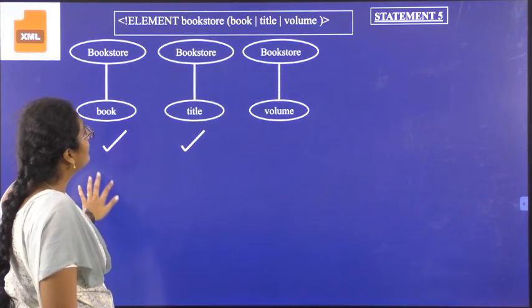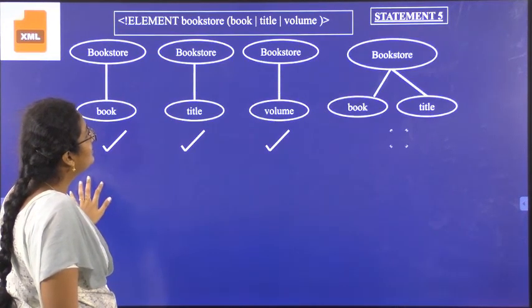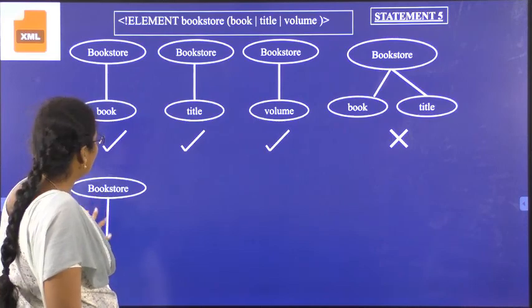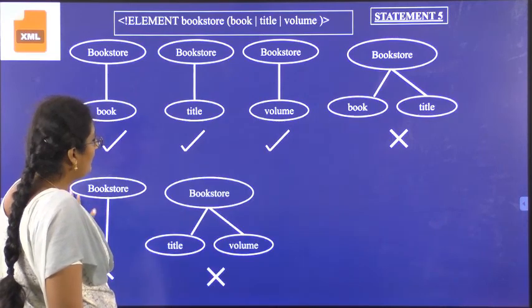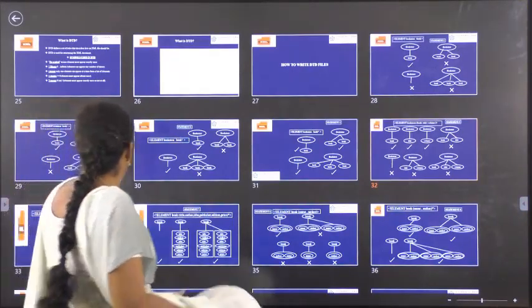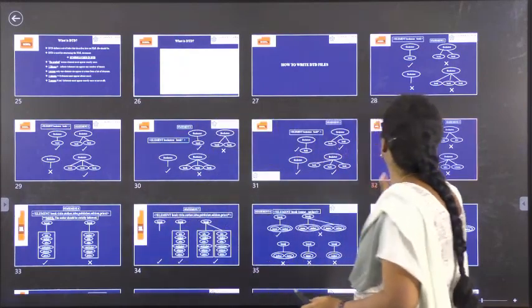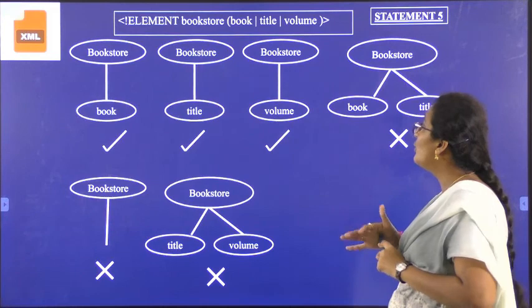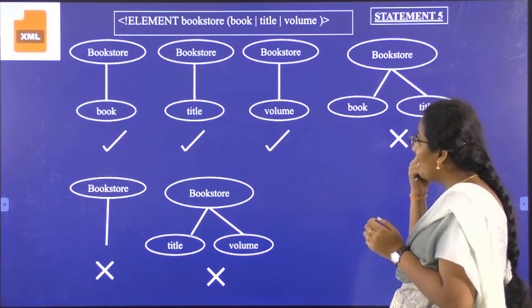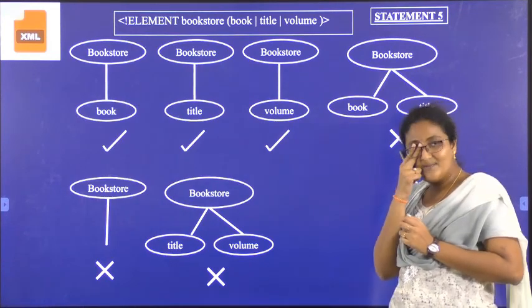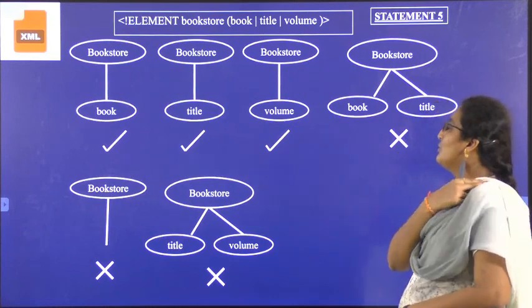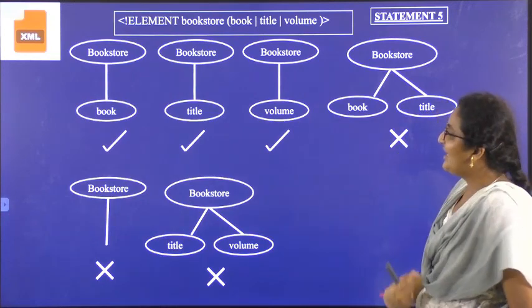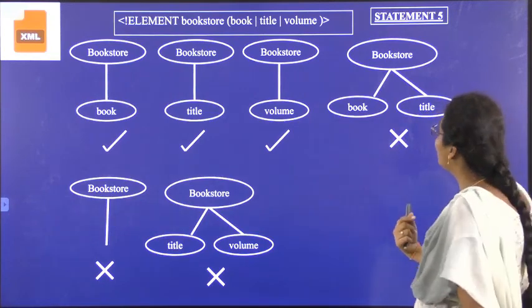Finally, the pipe symbol. So the next one is the pipe symbol. Element bookstore, with book, title and volume as the sub elements, and we are using pipe symbols in between them. If you look here, each element appears one time. Pipe is nothing but or.